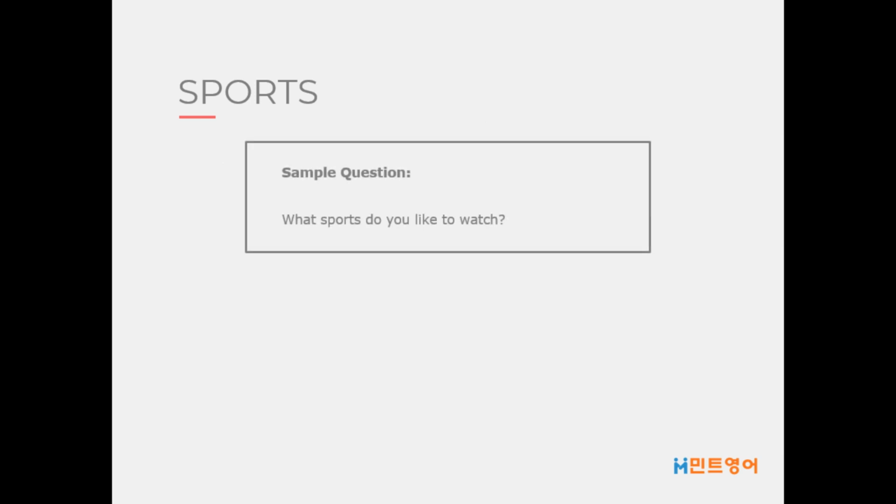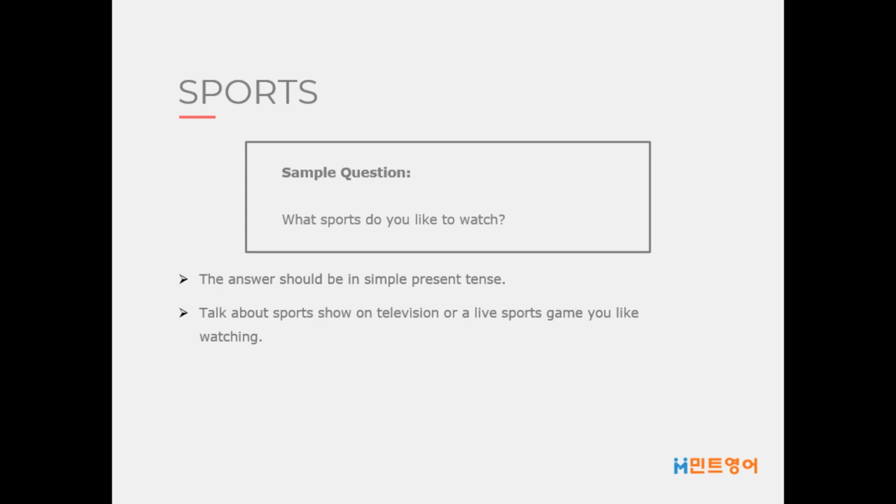Now let's look at some sample questions about sports. This common question uses simple present tense and therefore should be answered using the simple present. This question can be easily answered by a sports enthusiast. You can either talk about sports shows on television or a live sports game you like watching. You can mention why you like it and who you watch it with. If you don't like sports, just make up stories or tell the truth and elaborate your answer.